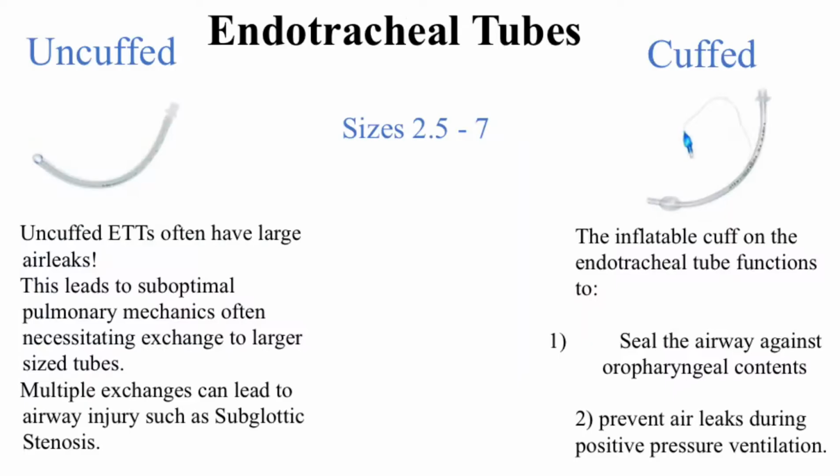the vocal cords. There are two types of endotracheal tubes that are most commonly used: the cuffed endotracheal tube and the uncuffed endotracheal tube. Sizes range from 2.5 through 7 millimeters internal diameter.